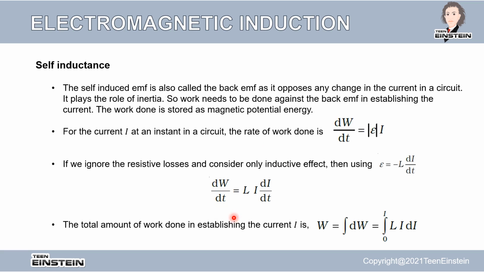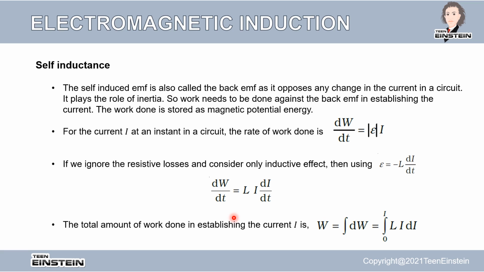Okay. So the self-induced EMF is also called the back EMF as it opposes any change in the current in the circuit. It plays the role of inertia. Okay, this is a very beautiful comparison. So it is like inertia. Like I said before, it opposes any change. So what is inertia? If an object is moving, it wants to keep moving in the same velocity. It doesn't want to change. If an object is at rest, it doesn't want to move, right? So this is nature's inertia.